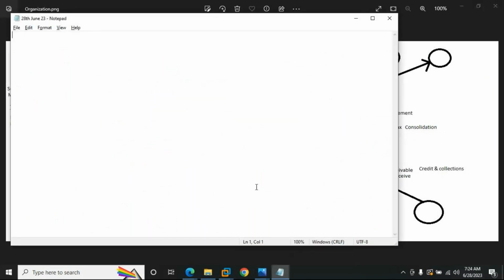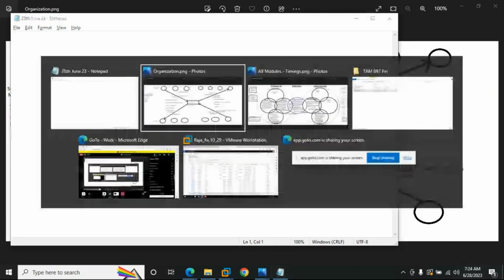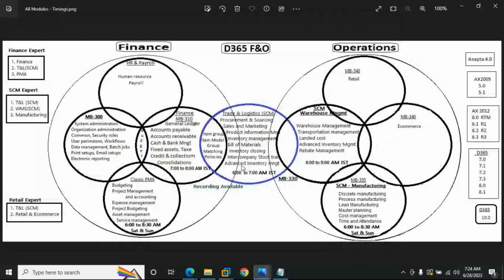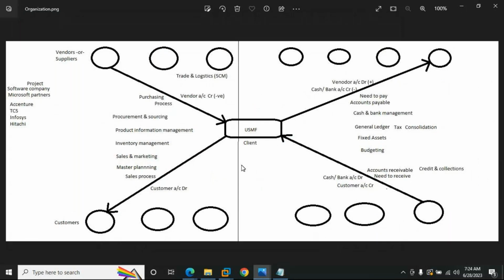Okay. So if you want to understand any business, I mean, if you want to understand ERP, even though you are working in a software company, you need to imagine you are running a business. Imagine you are purchasing mobiles and selling mobiles. For that, you are paying money to the vendors and collecting money from the customers.